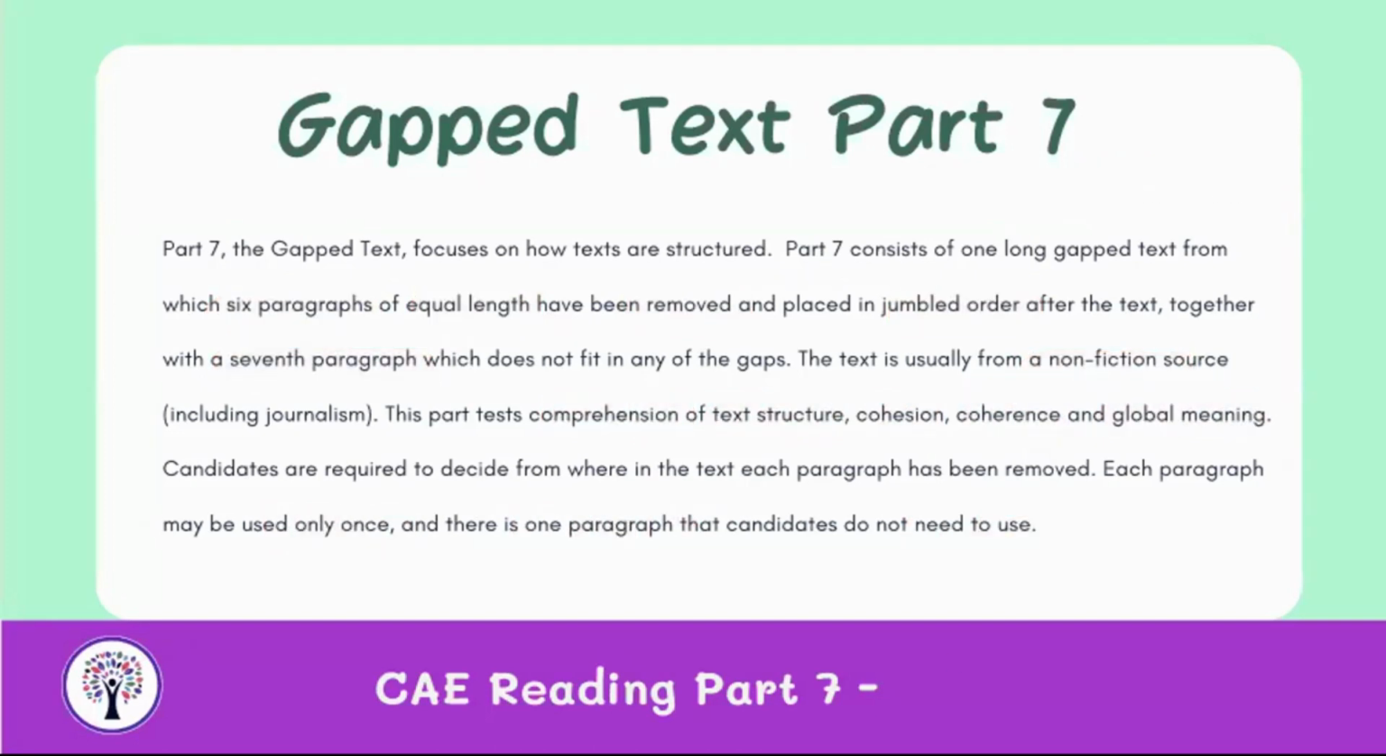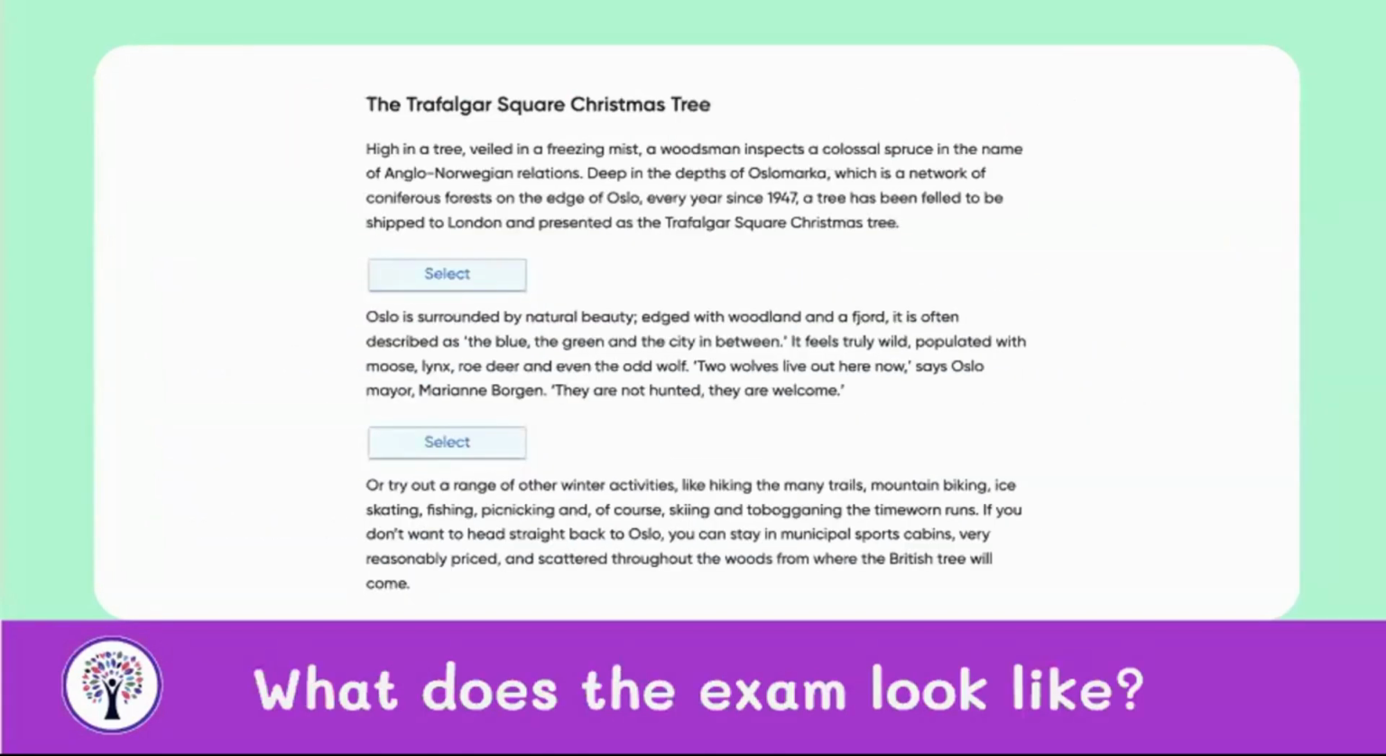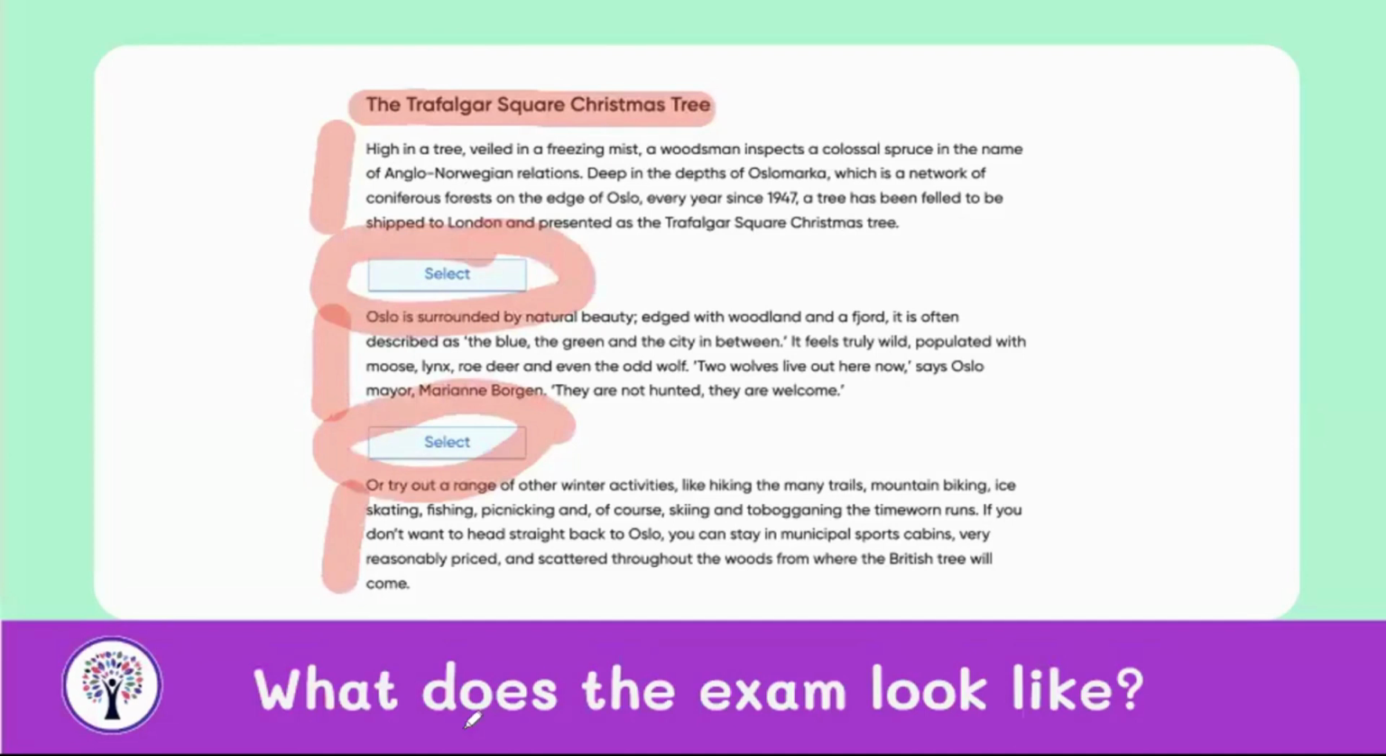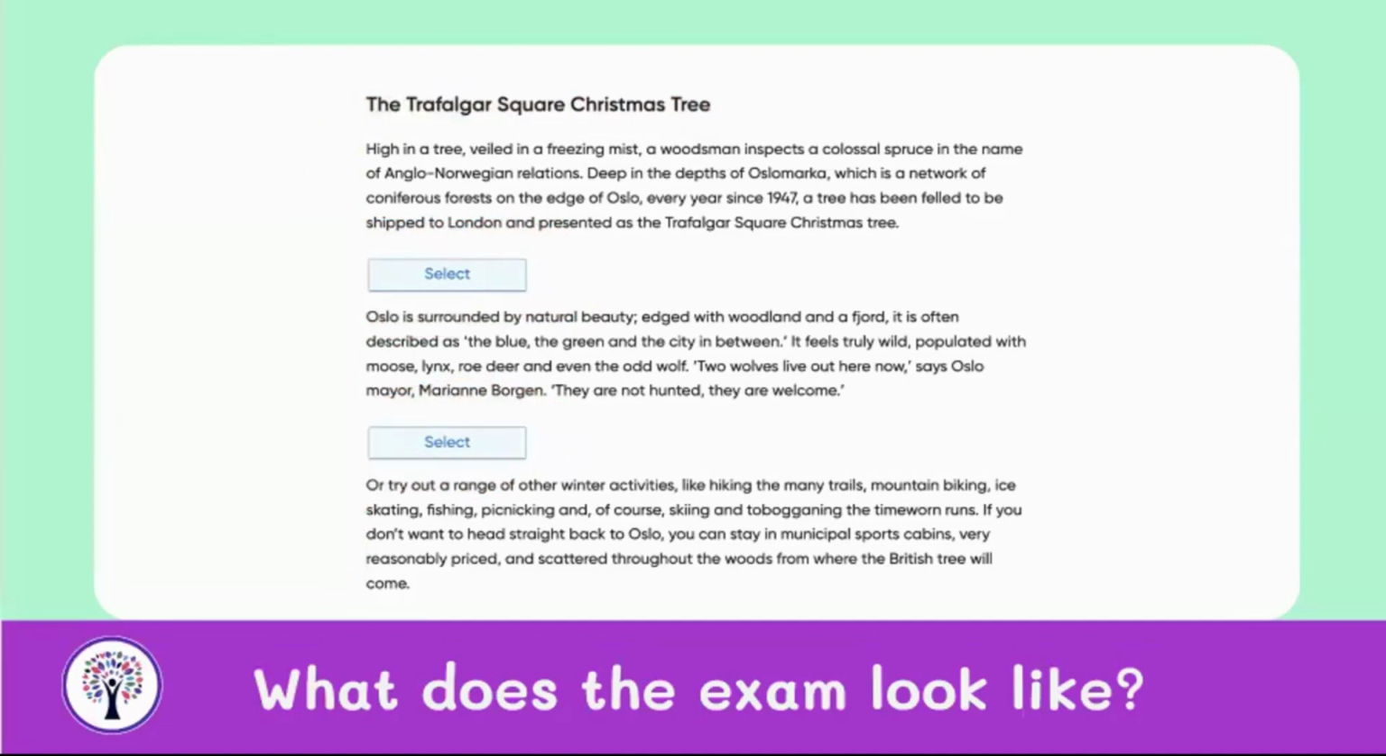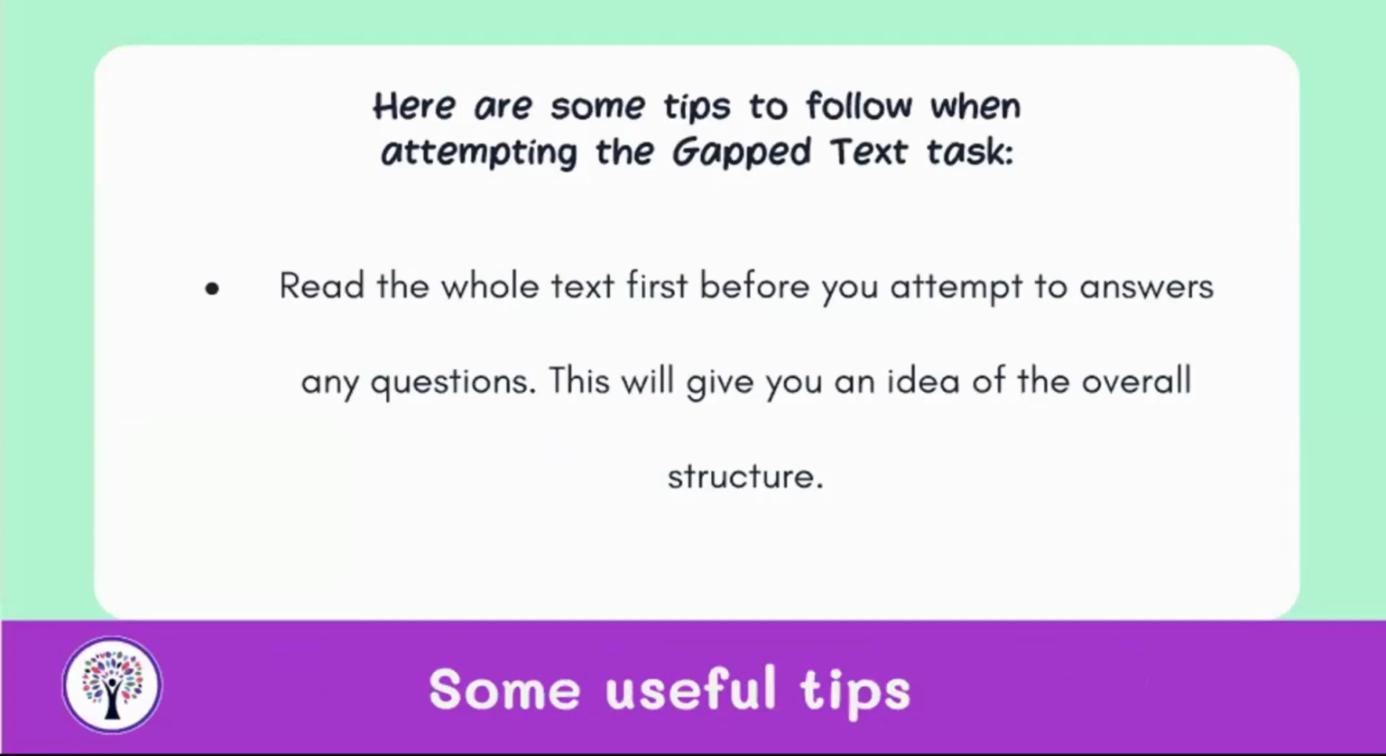Let's have a look at part of a question now, everyone. So there's the title. That will give us some clues. The Trafalgar Square Christmas Tree. Here is a paragraph. One is missing from here. Another one that we can see, one is missing, and so on. This is just half of the text. Now, we are going to go through some tips and apply them to this sample here. Then I will send you the full sample if you send me a message or an email, and you can have a go at completing it.